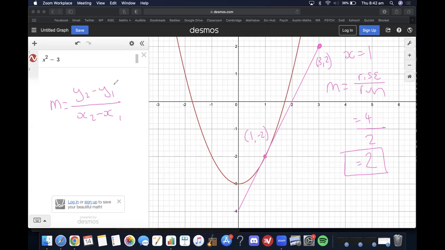Because this bit, the Y is the rise, and this bit, the X is the run. So let's do that and make sure it works. So I'm going to put in Y2 minus Y1. So that's 2 minus -2, which is 2 plus 2, which is 4, over x2 minus x1, which is 3 minus 1, which is 2, which is 2. So we get the same answer either way.